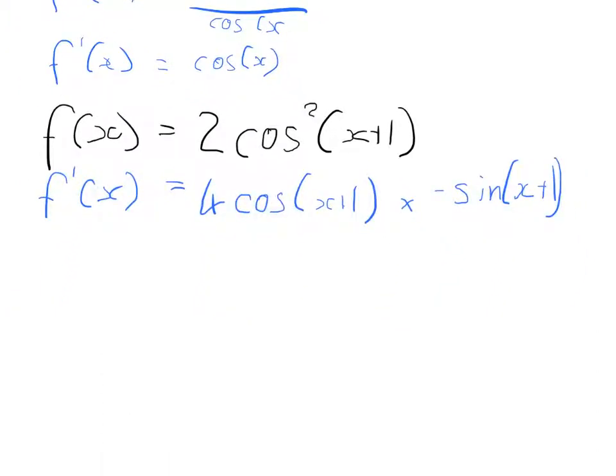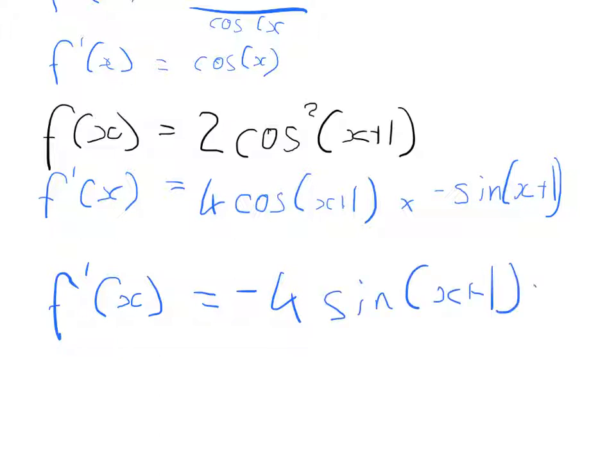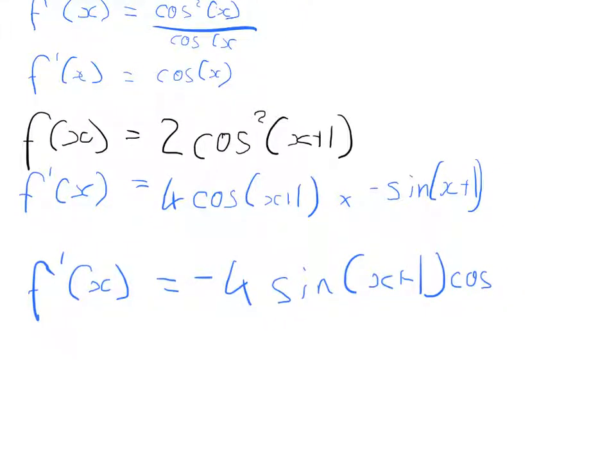Putting that together, f dash of x equals negative 4 sine x plus 1 cos x plus 1. Okay, so you don't really need to be able to do any more than that in terms of simplifying the trigonometry. You really don't need to be doing much simplifying at all.